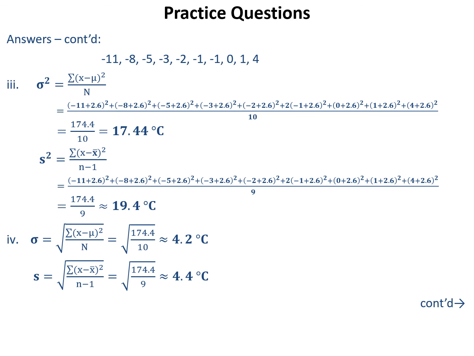Next, to get the population and sample standard deviations, we take the square roots of the variances that we just calculated, which work out to be, for sigma, it's rounded to 4.2 degrees Celsius, and for s, it's rounded to 4.4 degrees Celsius.